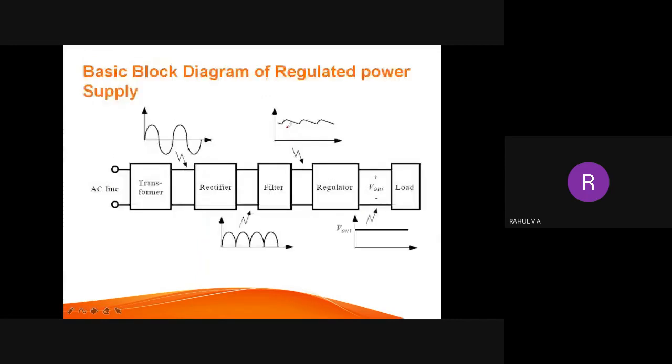Let me come to the block diagram of a regulated DC power supply. If you take one DC power supply, or one charger, what are the elements or circuits in that charger? So this is the basic block diagram of a regulated DC power supply. Every power supply will have a transformer.